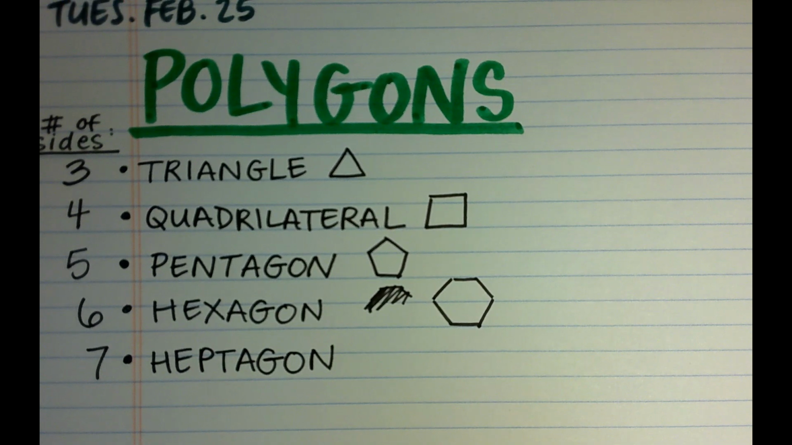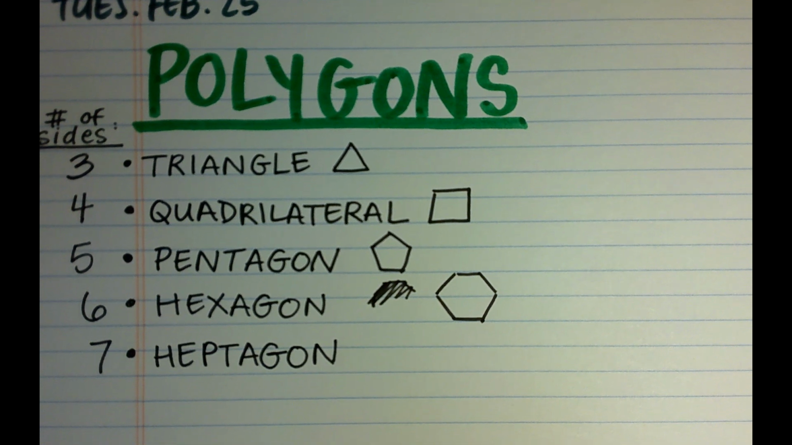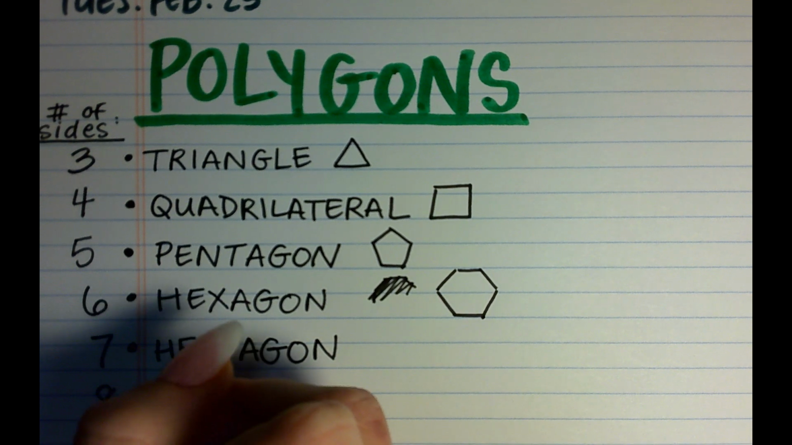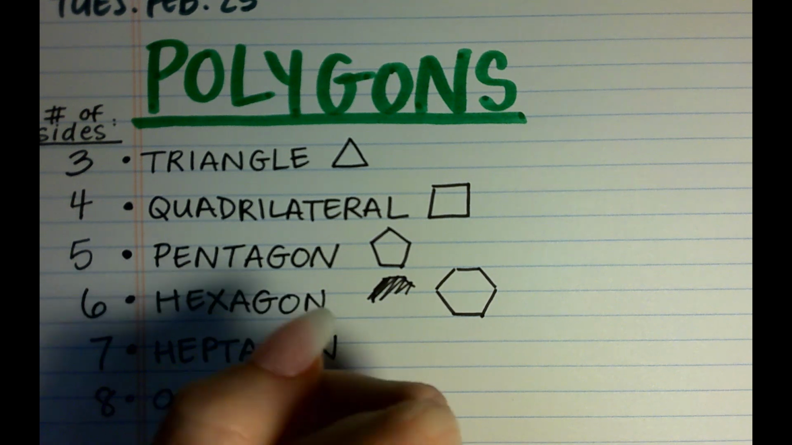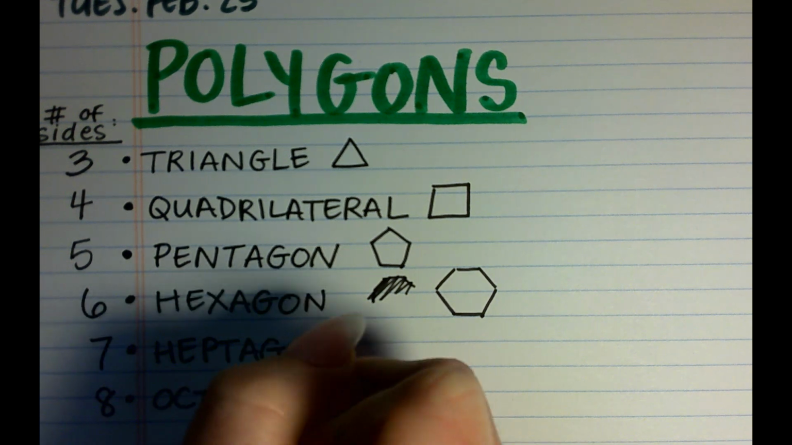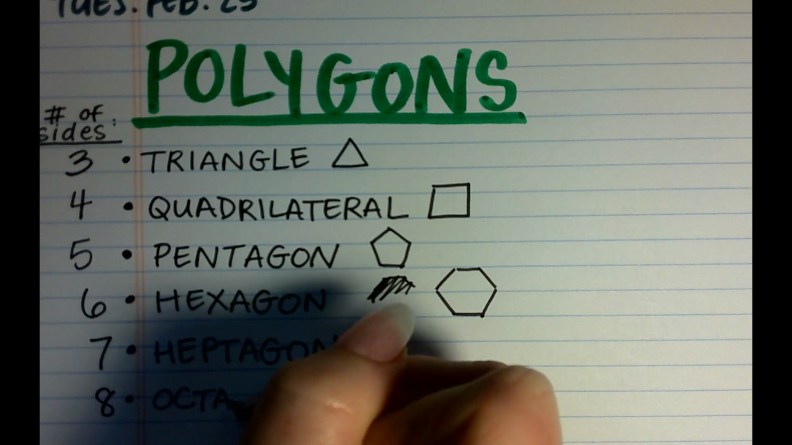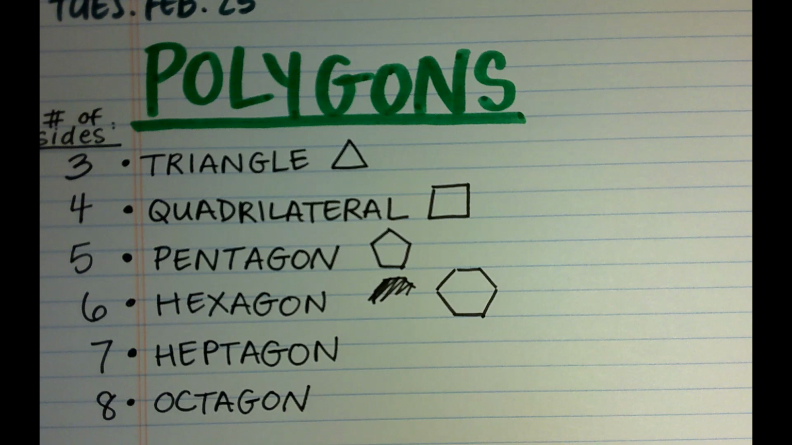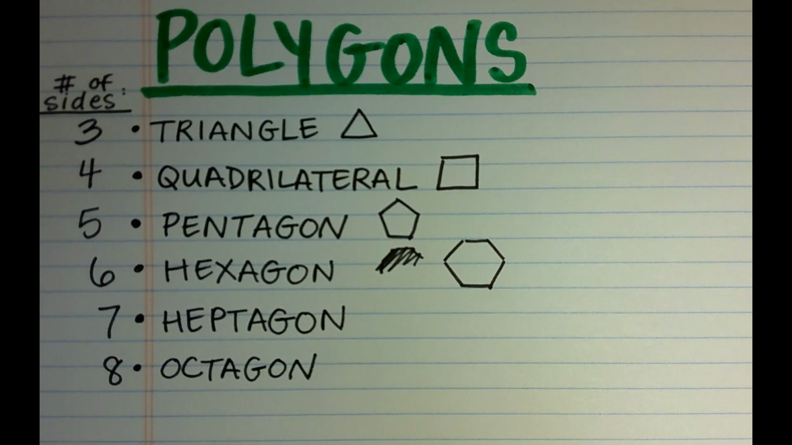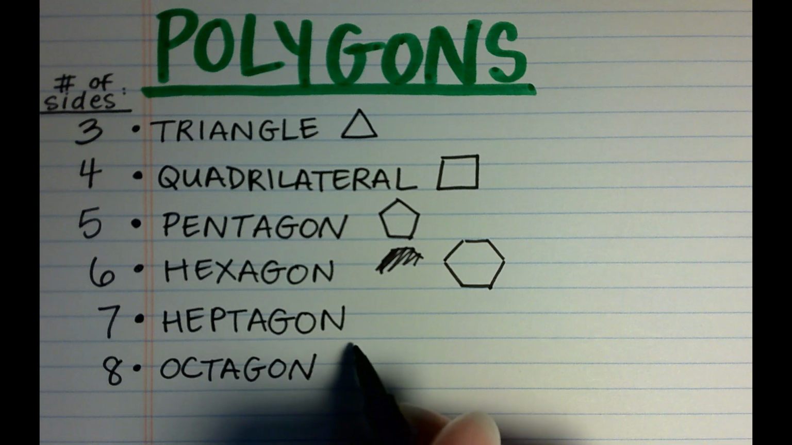Okay, so we have a heptagon. That's 7 sides, and from there, I don't think I'm going to try to draw them. What's 8 sides? Octagon. Do we know anything that is shaped like an octagon? A UFC ring. Ooh, I didn't know that. That's pretty cool. There's one that you see on the road every day. A stop sign. Stop signs are octagons. Pretty cool. Octagon I can draw.